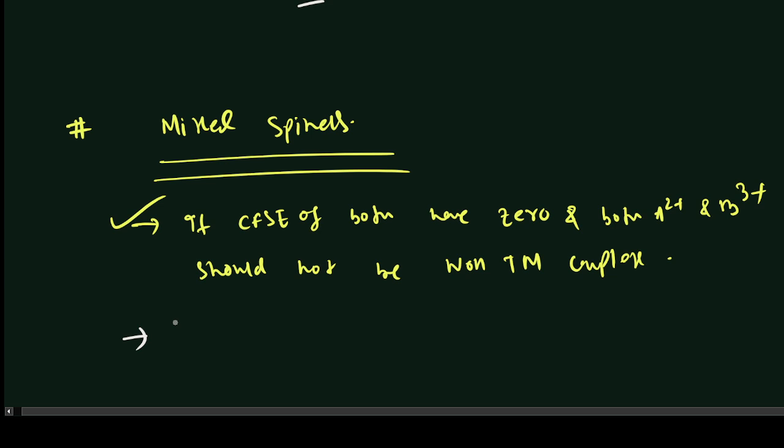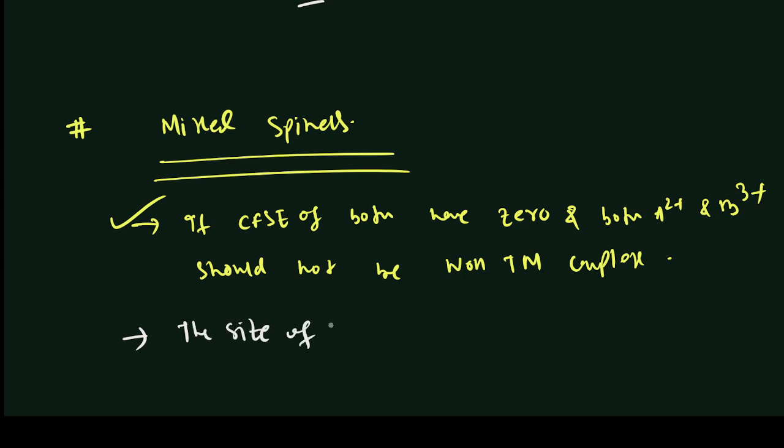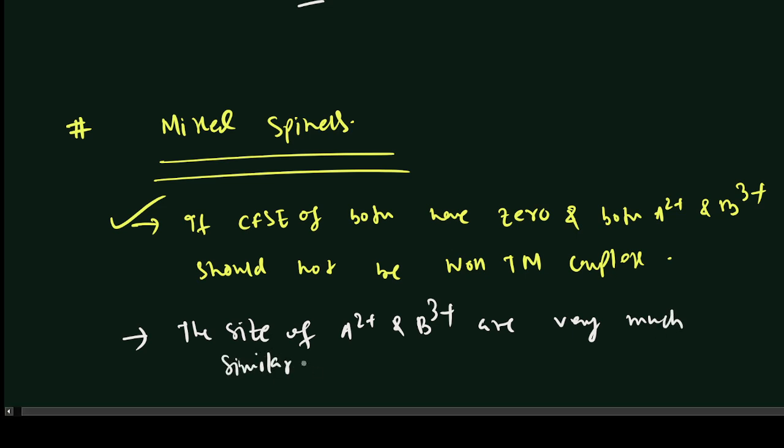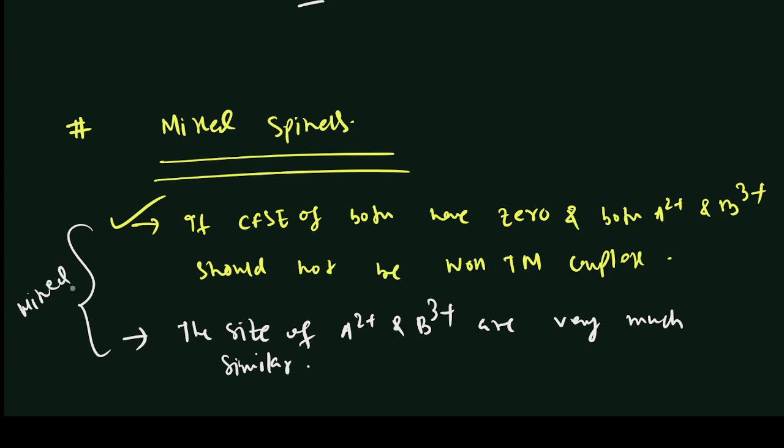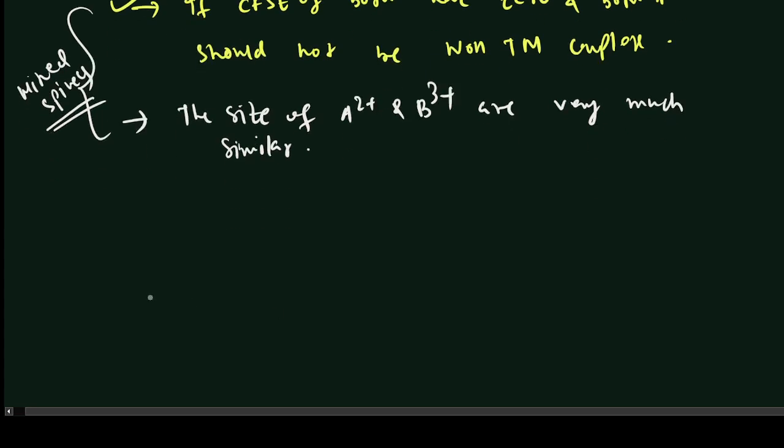So if both the CFSE is 0 and the sizes of A2+ and B3+ are very much similar, then in that case this will be a mixed spinel. Okay, so an example is manganese Fe2+ copper.